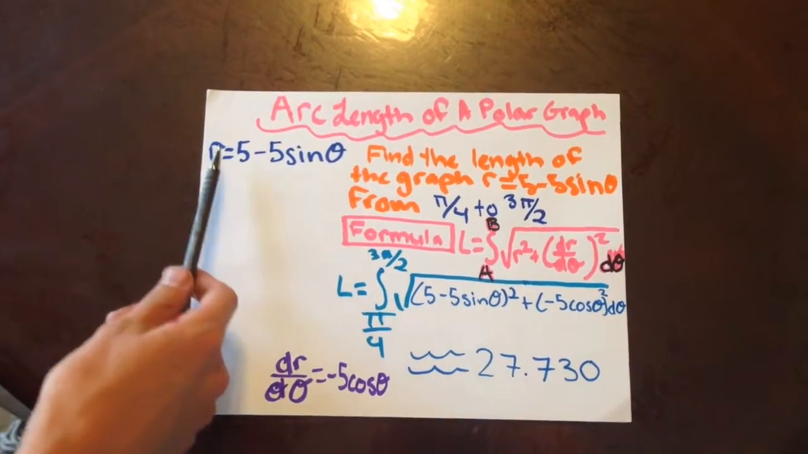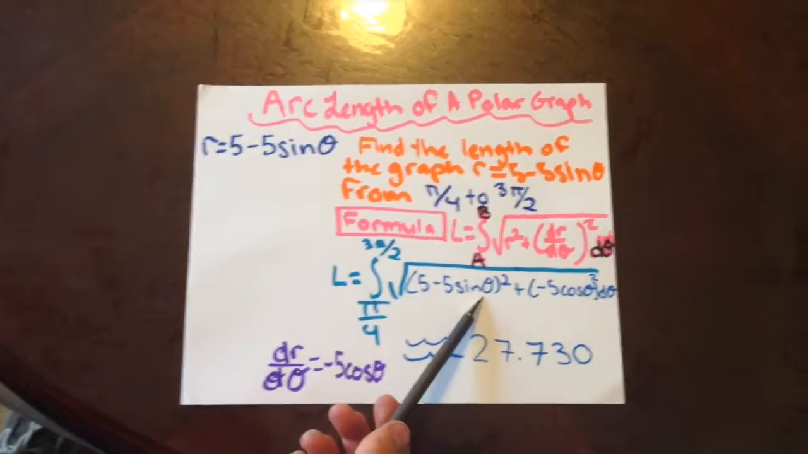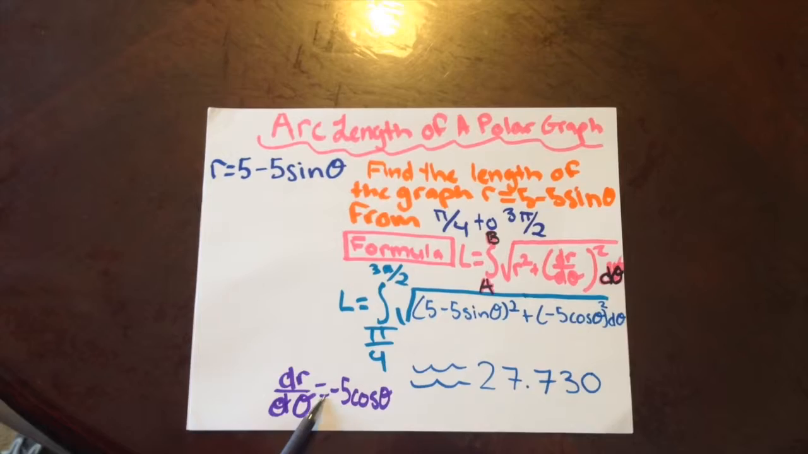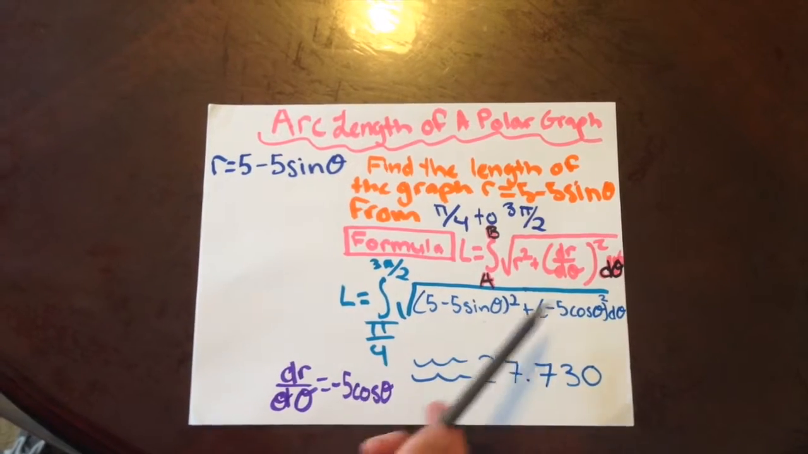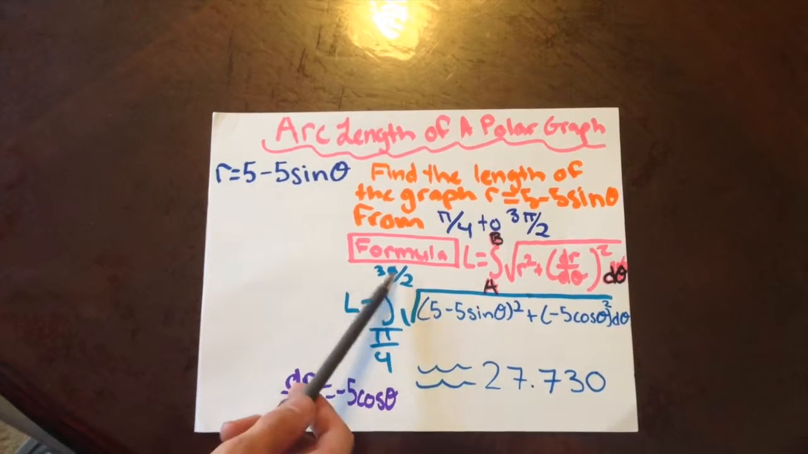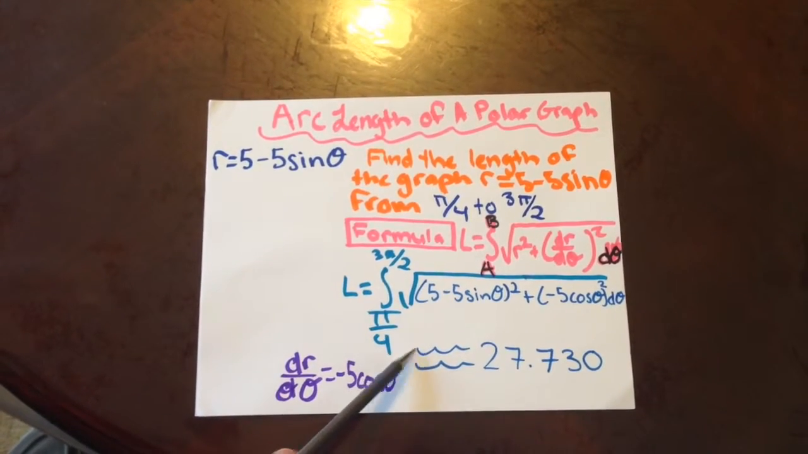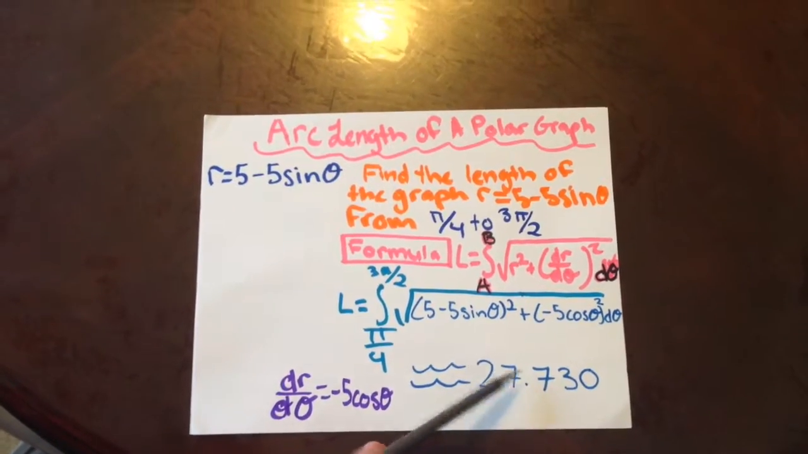First you plug in your r, and so you get (5 minus 5 sine theta) squared, and you find the derivative, which is negative 5 cosine theta, so (negative 5 cosine theta) squared, from pi over 4 to 3 pi over 2. Evaluating this in your calculator, using fnInt, you get 27.730.